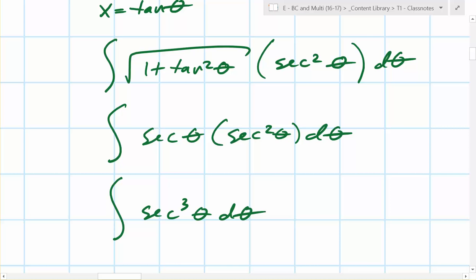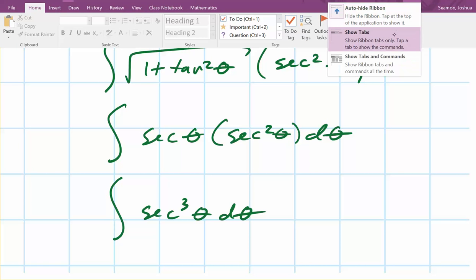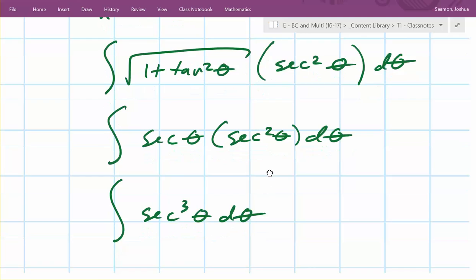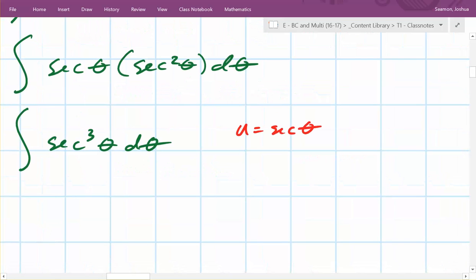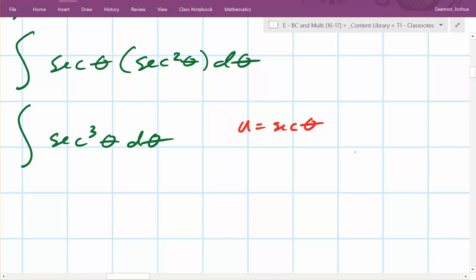So how do you think you go about doing this one? What integration method do you think you use on this one now? You use integration by parts, exactly. So if you use integration by parts here, you want to say that u is secant theta. So what is v prime going to be? Secant squared theta d theta.